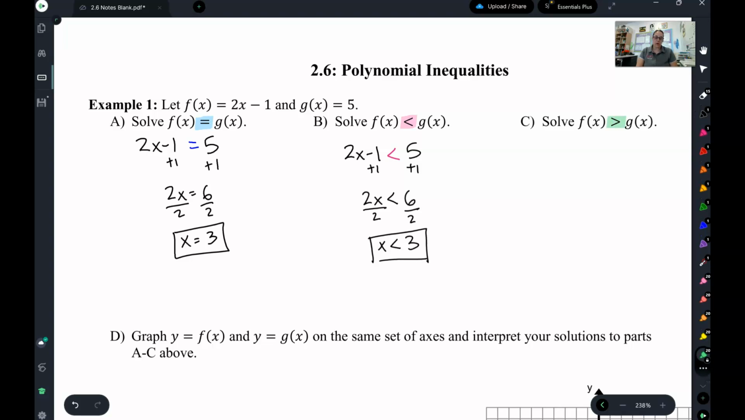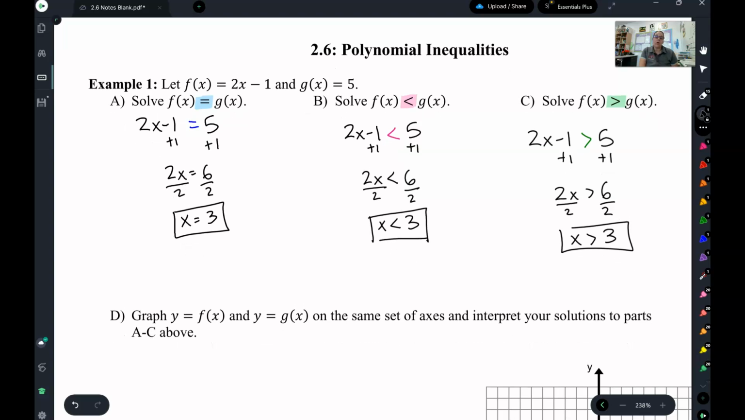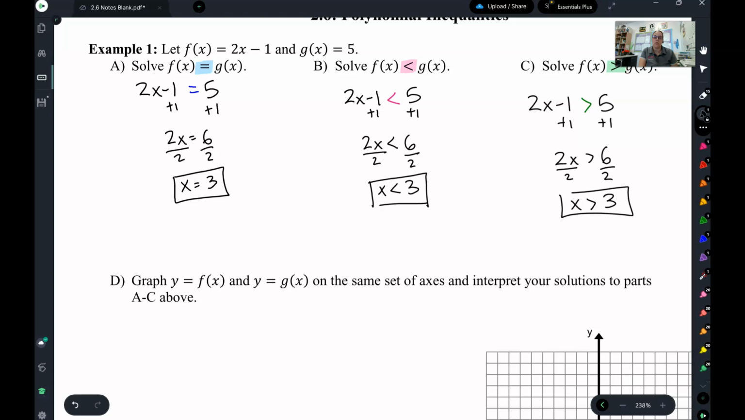Last one, let's try a greater than. So we have the f of x equation is greater than the g of x equation, and we solve. We aren't dividing by a negative, so we don't need to worry about that. We get that. But more importantly than knowing how to do this, it's really important to know what these answers are meaning. So we're going to take a second and visualize what is going on with these two equations.